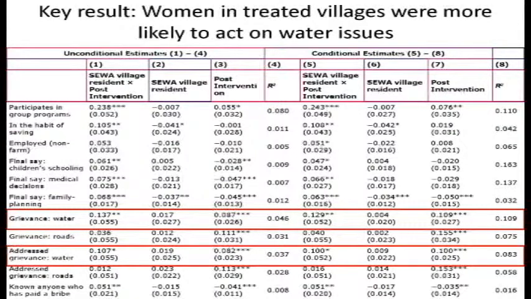Looking at other variables for public goods, such as roads and so on, we do not find any significant effects. So where we do find an effect in terms of public goods provision and information and so on has to do with water.